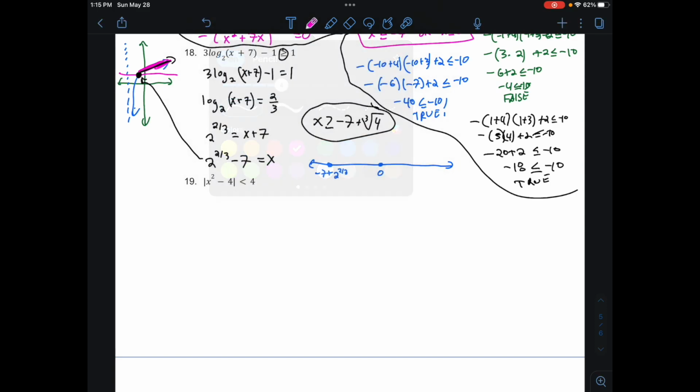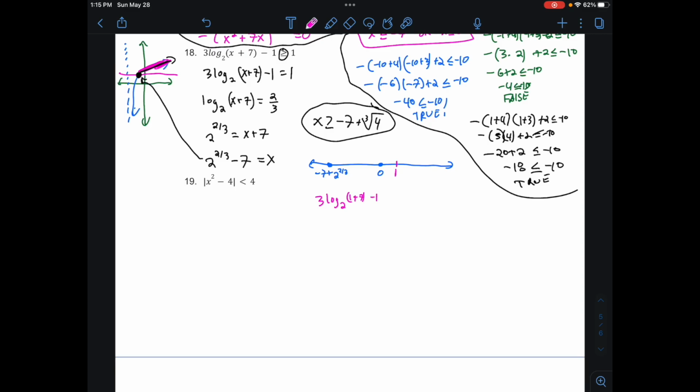So I could say 3 log base 2 of 0 plus 7. You know what? That's not even going to be that nice. Let's try 1. Let's test this point here.